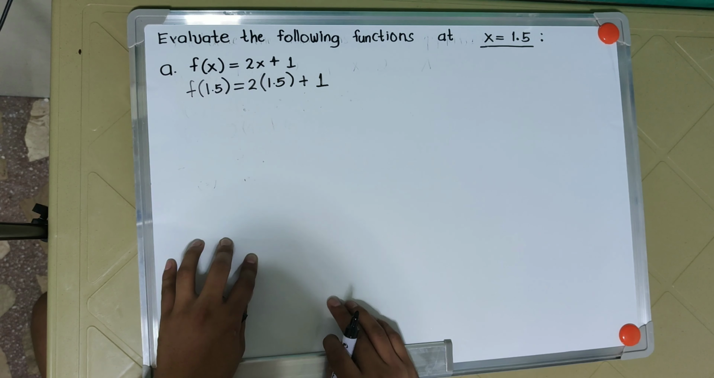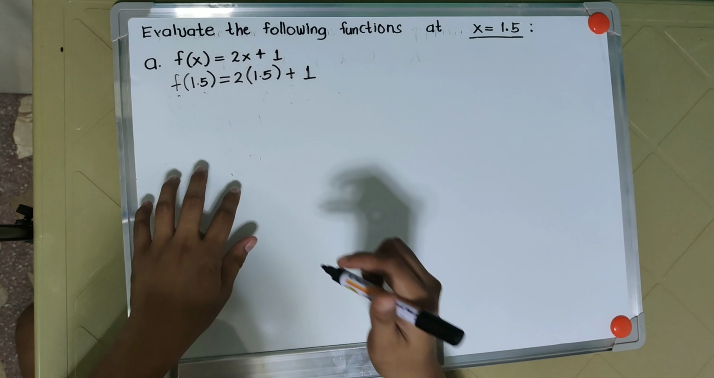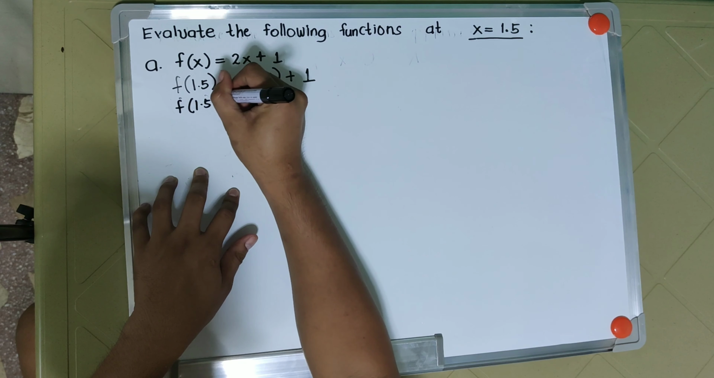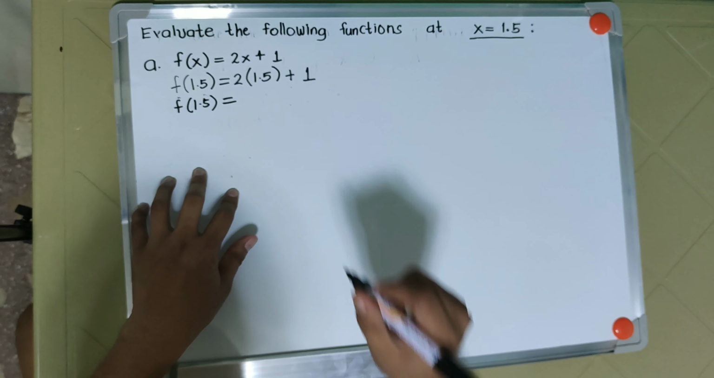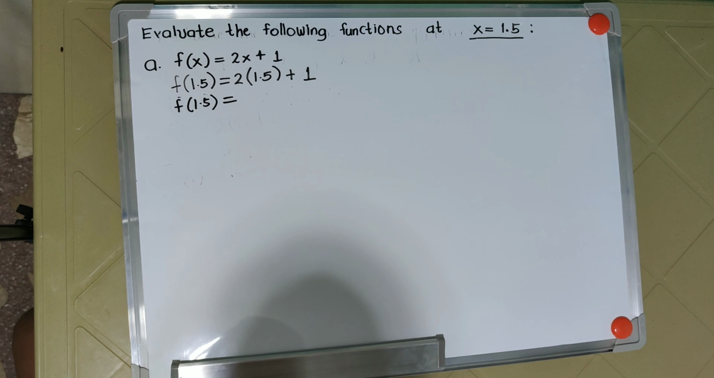So let's proceed. We have to solve. We have to evaluate right after substituting the value of x. So it will become f of 1.5 is equal to, again, now, another rule in evaluating the functions. We have to apply the PEMDAS. What does PEMDAS stand for? Parentheses, exponent, multiplication, division, addition, and subtraction.